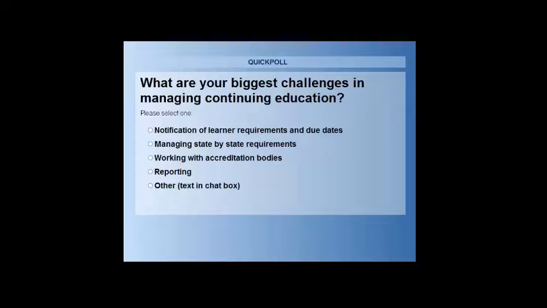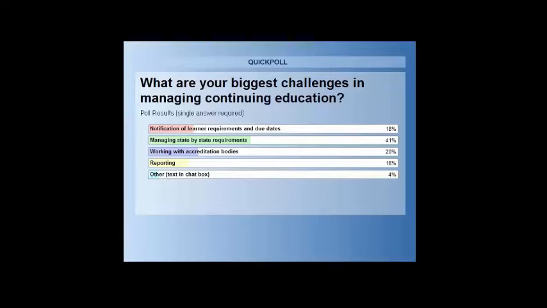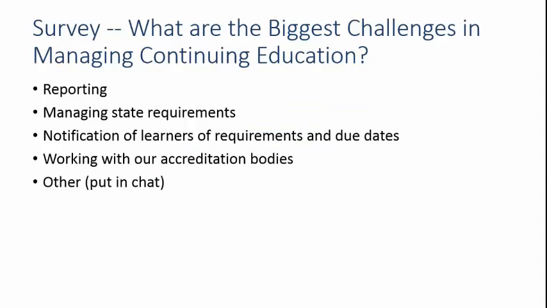Let's close this out and show what everybody voted here. So we'll close that and share the poll, and then you can see what happened. Almost half the folks, 41% anyway, work with the state-by-state requirements, and that'll be a theme throughout the day, because that is the root of all evil when it comes to managing complex CEUs, and we'll talk about that in a second. But the other three are equally challenging, and in some ways they're all a reflection of managing state by state. So, all right, well, good.